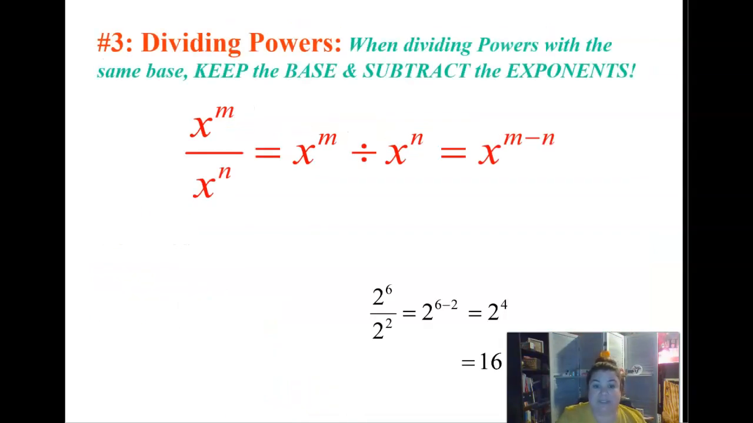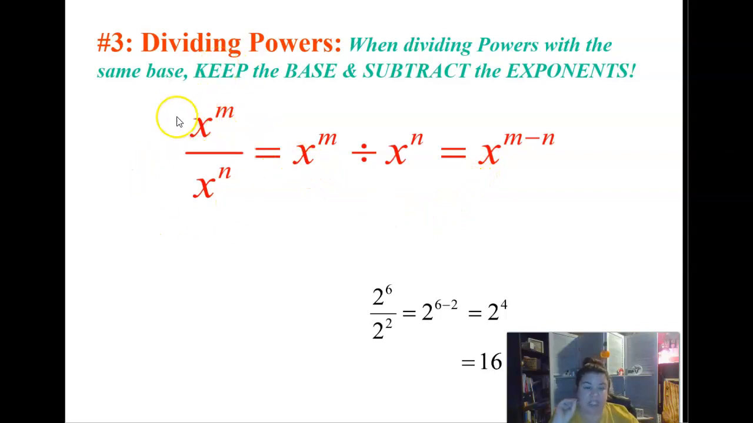Okay, so the next one is division. Multiplication and addition go together. What do you think goes with division? Subtraction, right? So when dividing powers, now remember this is with the same base. Same base. Remember the big one is the base. Okay? Keep the base and subtract the exponents.